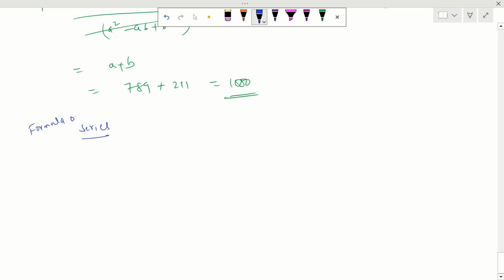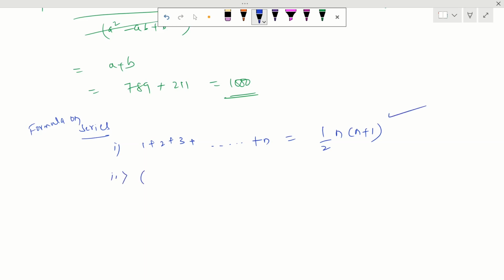Formula on series. If a series means the numbers given are 1 plus 2 plus 3, continuous up to n, the formula for this is 1 by 2 of n into n plus 1. If natural numbers are given and we have to find the sum of these numbers, then we have to use this formula.